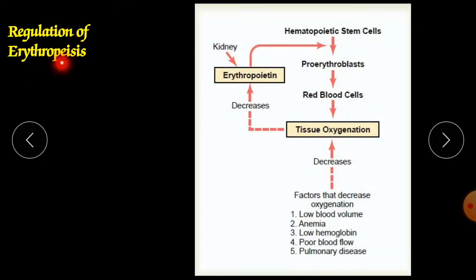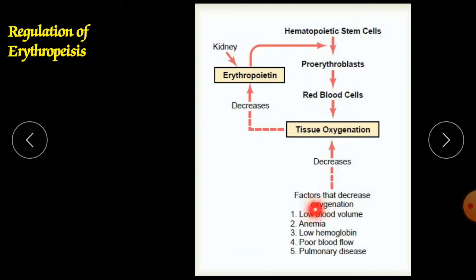Now here, regulation of erythropoietin. The erythropoietic stem cells, after that the pre-erythroblast, lead to the formation of red blood cells and tissue oxygen. Once tissue oxygen decreases, it gives a message to our kidneys to release erythropoietin. After the release of erythropoietin from the peritubular cells of the kidneys, it will increase hemopoiesis: hemopoietic stem cells, pluripotent cells, will release the pre-erythroblast and so on, and finally the RBC count will increase, and due to which the tissue oxygen will increase.